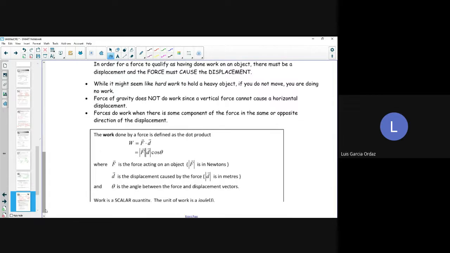The work done by a force is defined as a dot product. Work is equal to the vector of the force dot product vector d, which means I take the magnitude of the force times the magnitude of the displacement times cosine of the angle. F is the force acting on an object, in newtons. D is the displacement caused by the force, usually in meters. And theta is the angle between the force and displacement vectors. Work is a scalar quantity. The unit of work is a joule.